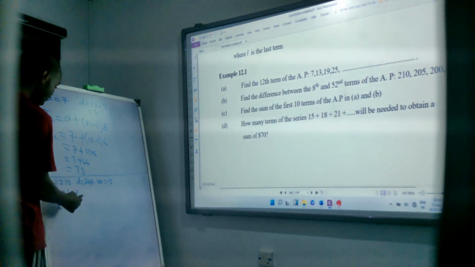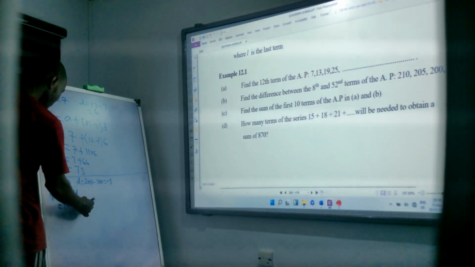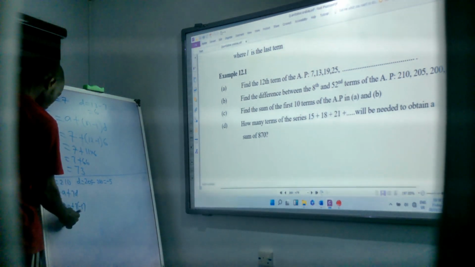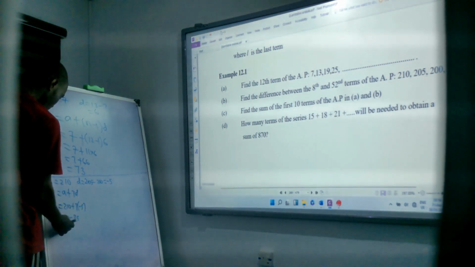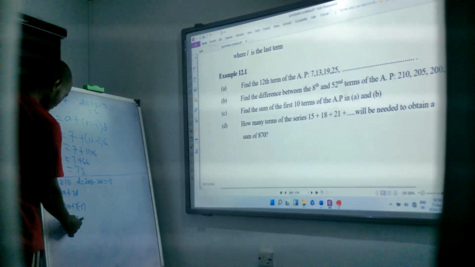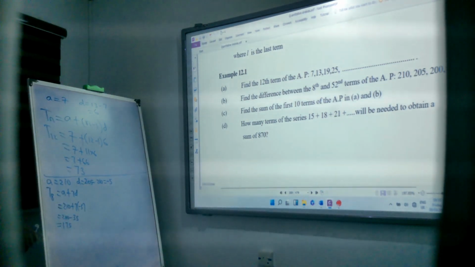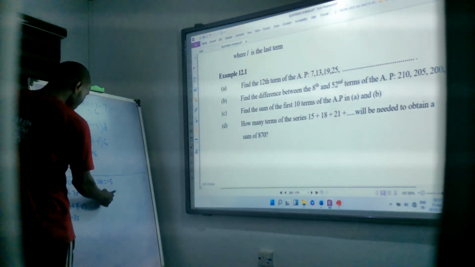So A plus 7D is our 8th term. To get that, A is actually 210 plus 7 times minus 5. 7 times minus 5 will give us minus 35. What is 210 minus 35? That will give us 175. I think I'm right. So that is our 8th term.